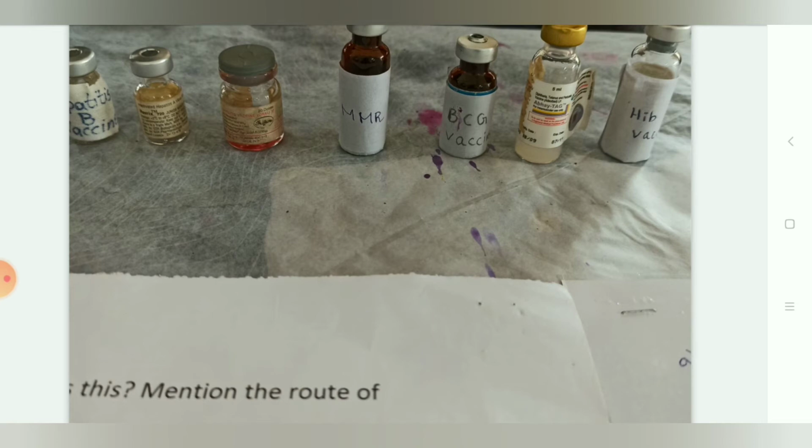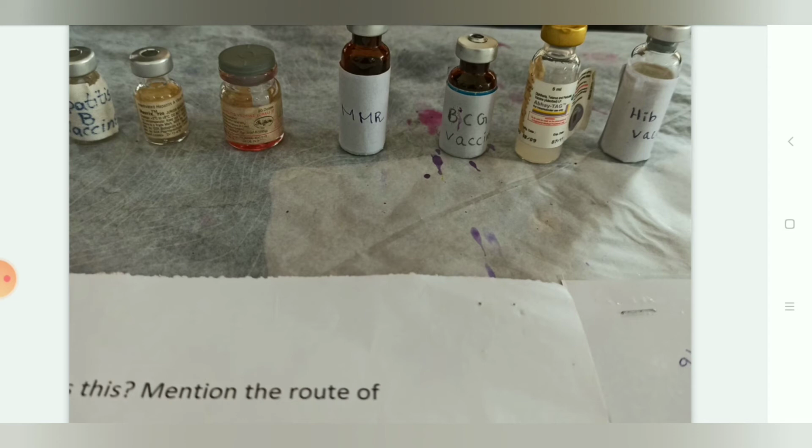The next one is DPT, diphtheria, pertussis, tetanus toxoid. It is given as IM, that is intramuscular injection. The schedule is 6, 10 and 14 weeks, then 16 to 24 months, and then after 5 years.